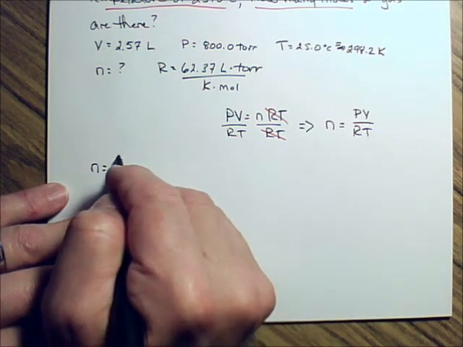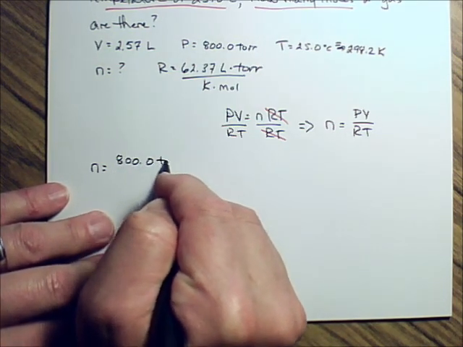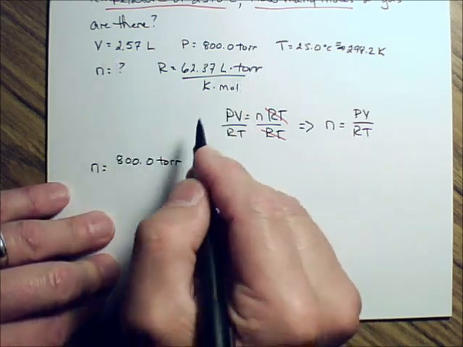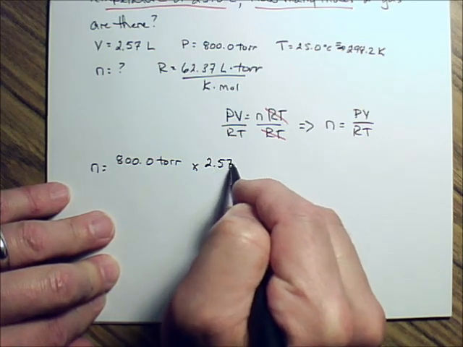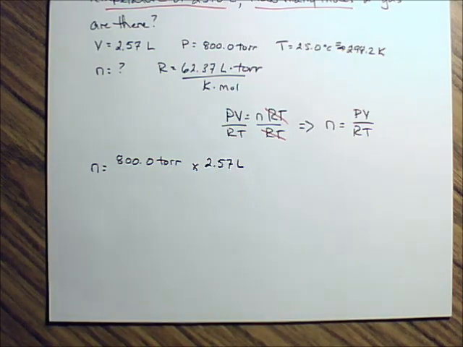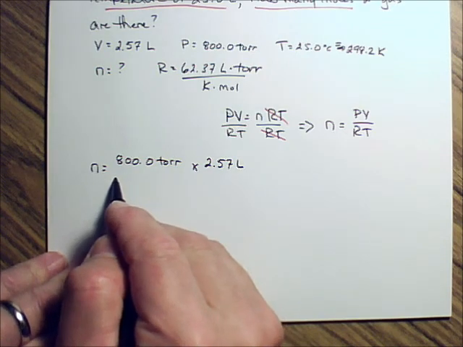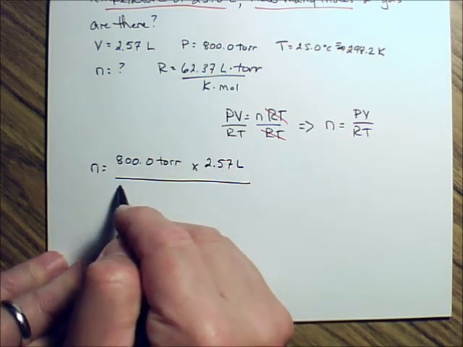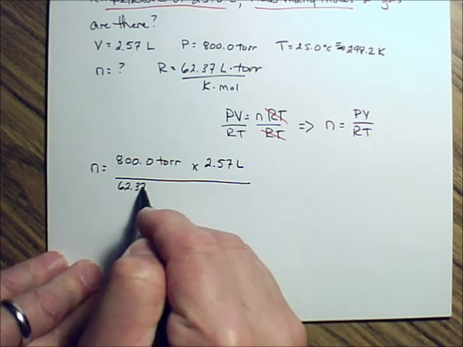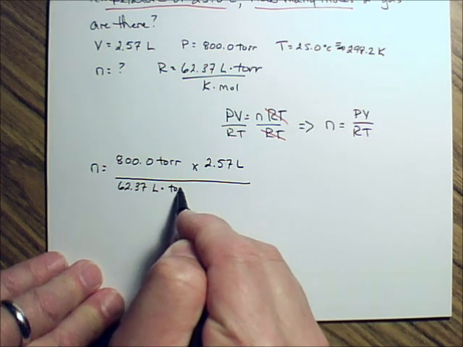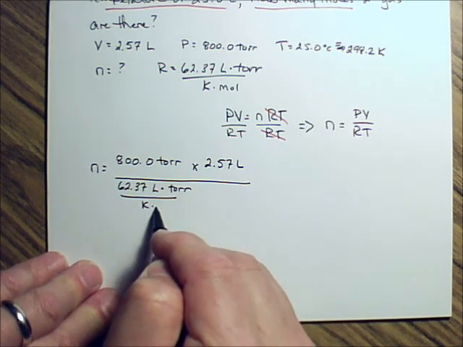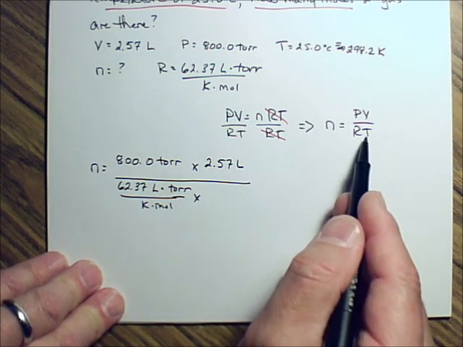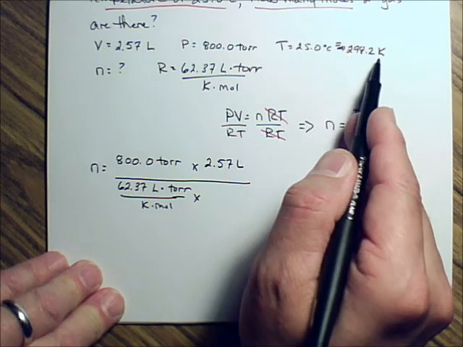So pressure is 800.0 torr, and volume is 2.57 liters. And I'm going to put that over R, which we decided was going to be this version of R, 62.37 liters times torr over Kelvin times moles. And then we're also going to multiply that by temperature here on the bottom. Temperature, we have to use 298.2 K.